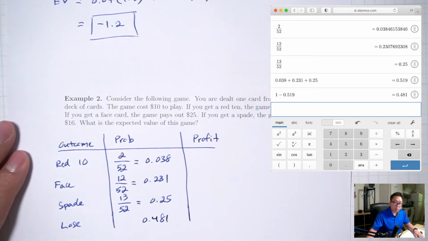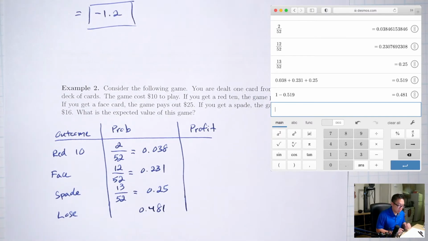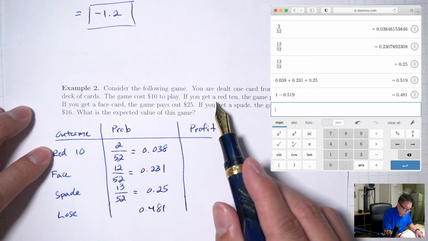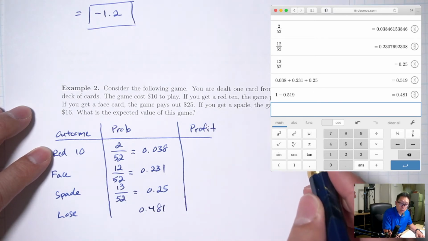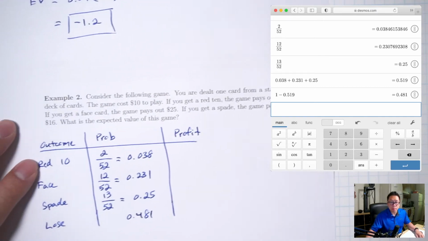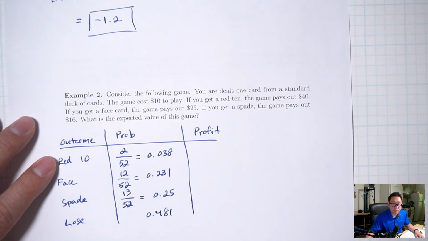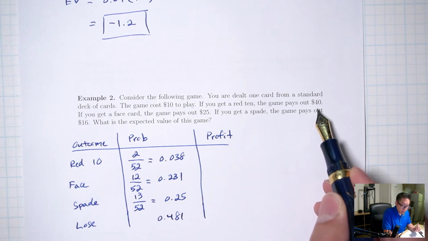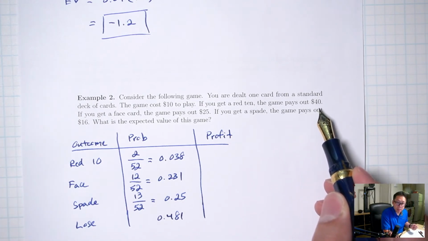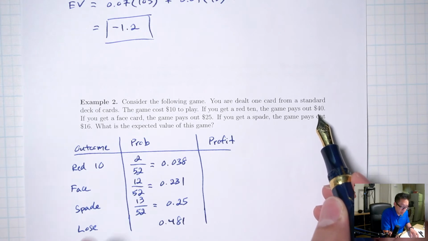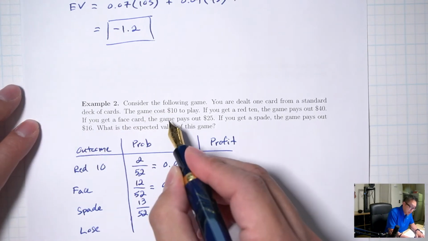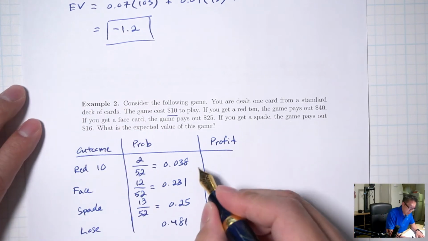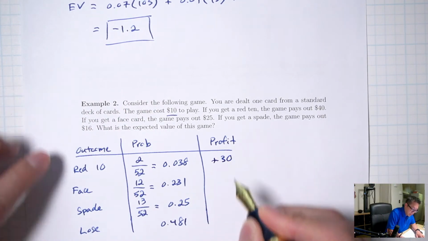All right, so now let's talk about the profits. If you get a red 10, you win $40, but keep in mind that you have to subtract off what you paid to play. So $40 minus the $10 to play. 40 minus 10 is plus 30. So plus 30 for the red 10.